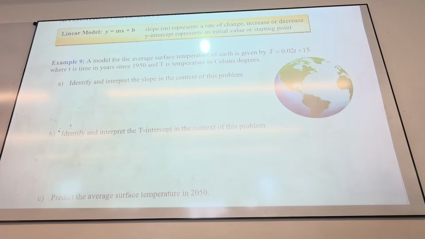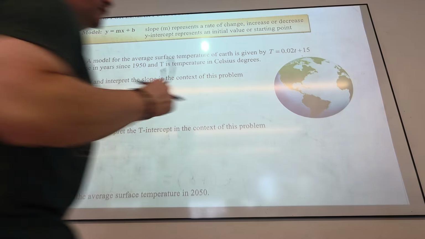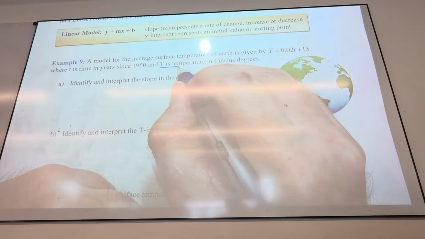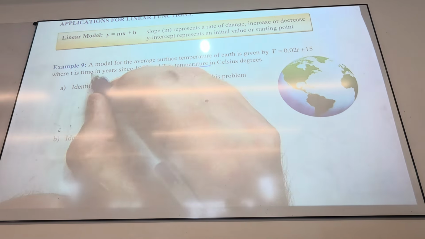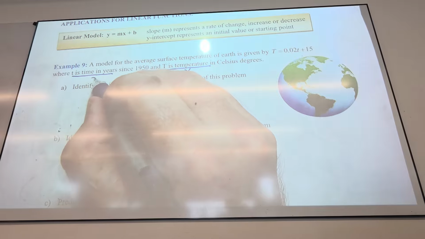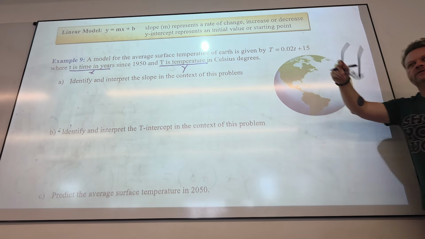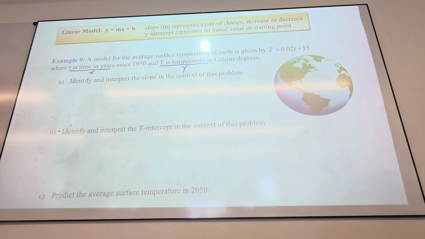Okay. What is the slope? So let me do this. Temperature, capital T, is acting like Y. Is that cool? And lowercase t, time, is acting like X. What part of this equation is the slope? 0.02. Can anyone tell me units on that slope?